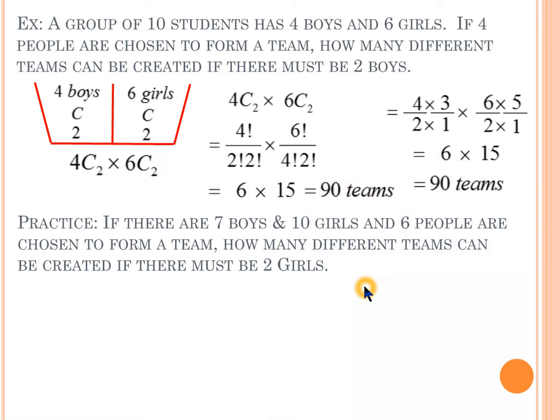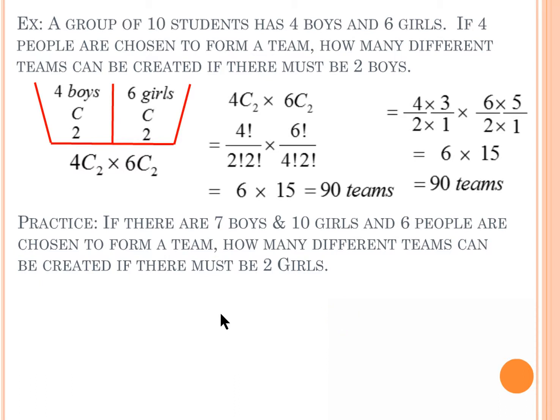All right, let's move on to the next problem here. If there are 7 boys and 10 girls, so we have 17 people total, and 6 people are chosen to form a team. How many different teams can be created if there must be 2 girls? We need to have 2 girls.